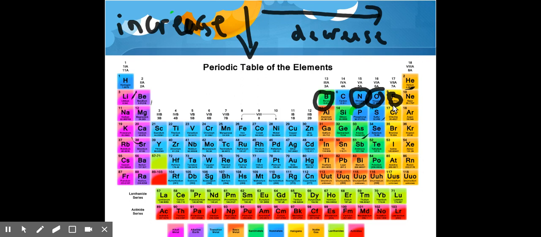Okay, that effective nuclear charge is going to pull that electron shell in tighter. Think about it as a larger magnet in the middle. It's going to have a stronger pull on those negatively charged electrons.